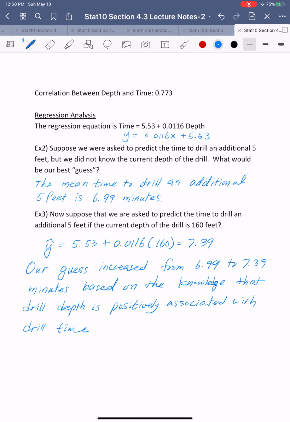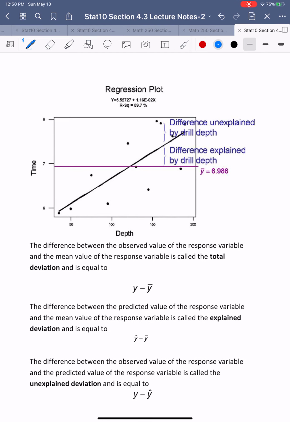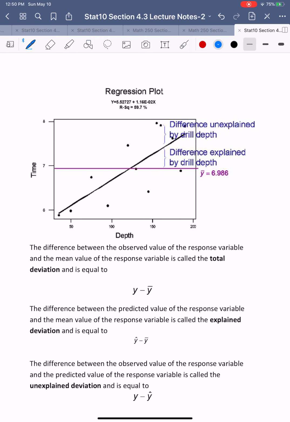I'll show you the regression plot as a graph on the next page. So on the next page, the regression plot. These are the equations. This is the equation of the line that we made using the correlation. This is the difference unexplained by drill depth, and this is the difference explained by the drill depth.